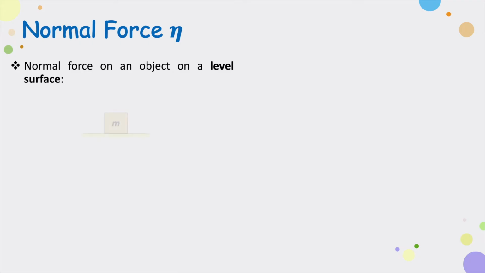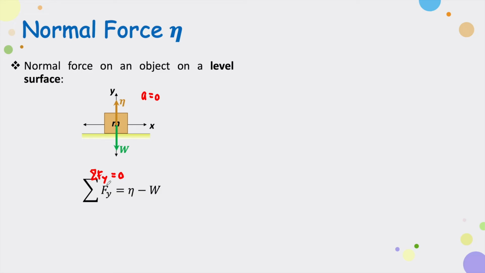One is on a level surface. For this case, your normal force is the force exerted by the platform onto the object. For this case, that would be upward, and then the weight is the force exerted by the mass m onto the floor. Since the object is at rest, acceleration is simply equal to 0. That only means that we're going to use Newton's first law: summation of forces along y is equal to 0. So all you have to do is add the forces along the y-axis, the y components.